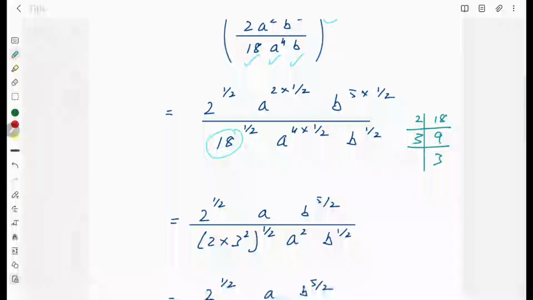18 is not a prime number, so you will take prime factors of 18, which will be 2 into 3 into 3. That is 2 into 3 raised to the power 2. So in place of 18, I put this. This 2 raised to the power half remain as it is. Power raised to the power get simplified and you get a. This remain 5 over 2. 2 one time, 2 two times, so it become a raised to the power 2 and b raised to the power half.